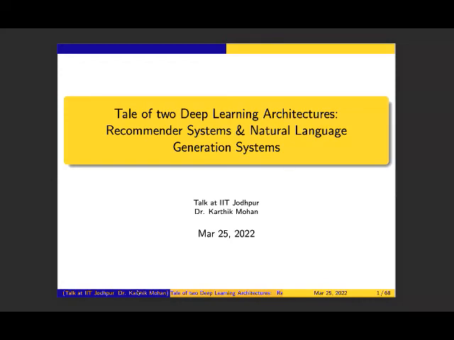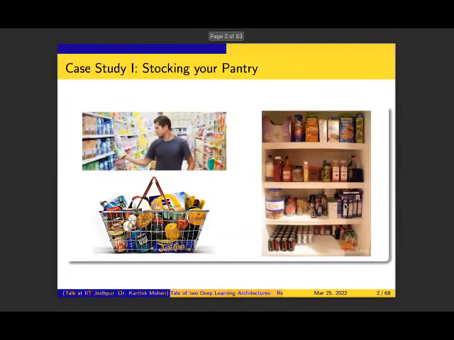Today I want to talk about my past work, which is on two deep learning architectures in the context of recommender systems and natural language generation. Let me go to the next slide. I want to think of it as two case studies. The first case study is on stocking the pantry, where you want to purchase things for 1 week, 2 weeks, 3 weeks, or maybe even a month from a company like Flipkart or Amazon. So it's an online setting.